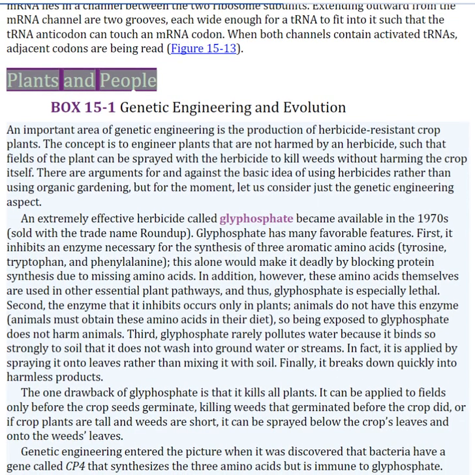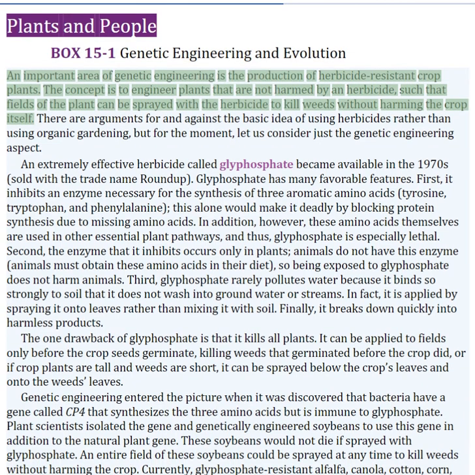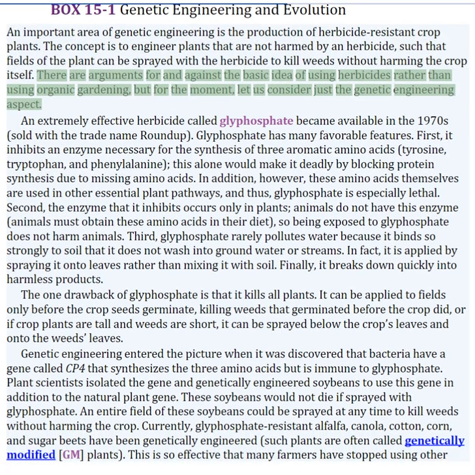Plants and People. Box 15-1 Genetic Engineering and Evolution. An important area of genetic engineering is the production of herbicide-resistant crop plants. The concept is to engineer plants that are not harmed by an herbicide, such that fields of the plant can be sprayed with the herbicide to kill weeds without harming the crop itself. There are arguments for and against the basic idea of using herbicides rather than using organic gardening, but for the moment, let us consider just the genetic engineering aspect.